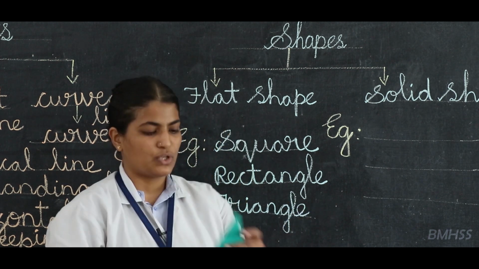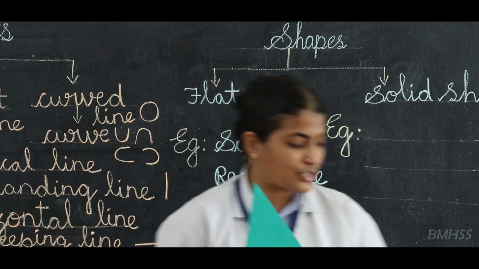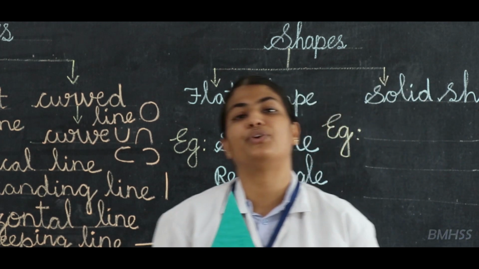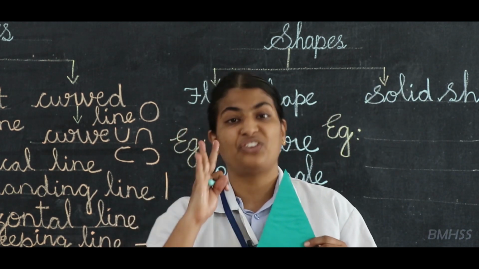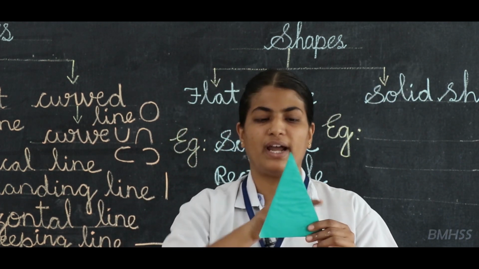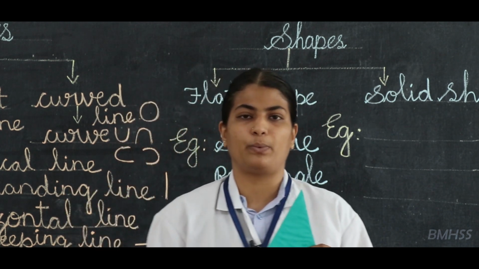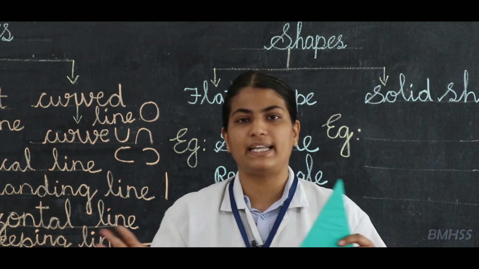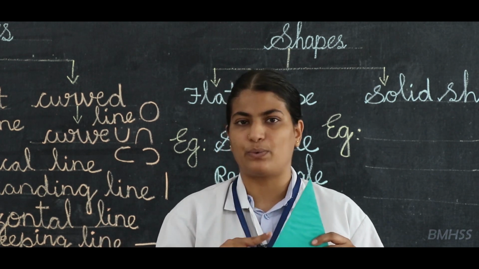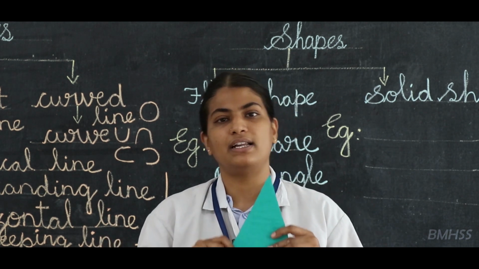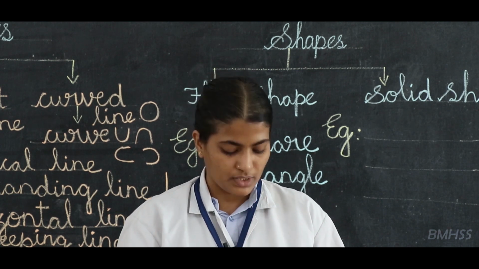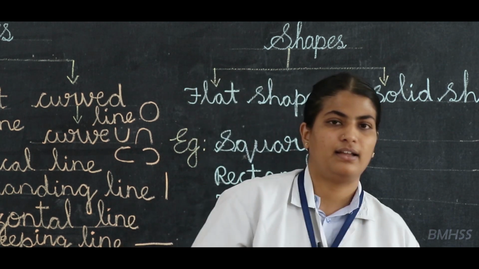T-R-I-A-N-G-L-E, triangle. So this is a triangle. Tri, by the name itself, you can come to know that it has 3 sides. 1, 2 and 3. These 3 sides may be equal, may not be equal. In triangle, you have many types. If all the 3 sides are equal, it is known as an equilateral triangle. Okay children, the next shape is circle.